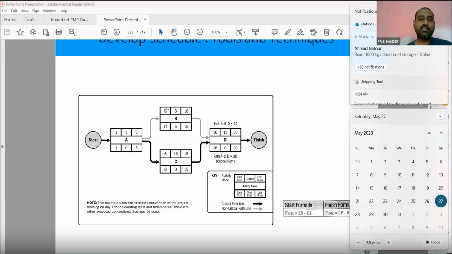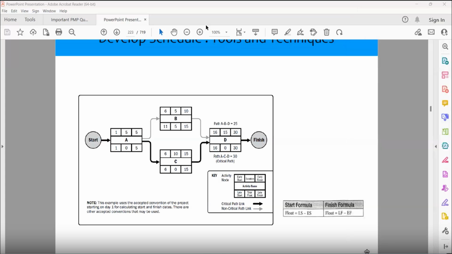Similarly, for activity C, it is finishing on 5th. So it starts on 6th and 10 days are there. So 6 plus 10, 16, minus 1, 15. So it's clear. So activity C, 6 plus 10, 16, minus 1, 15.